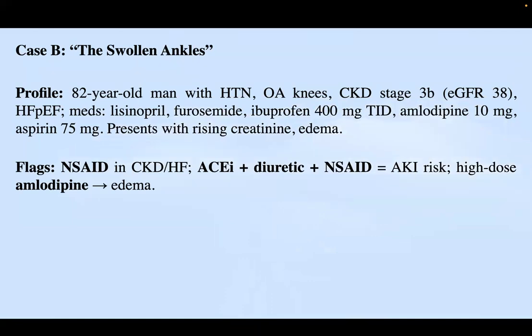What are the flags here? NSAIDs in CKD and heart failure. I gave this example earlier as a high yield Beers criteria example: using NSAIDs in CKD, right? So NSAIDs in a CKD and heart failure patient. Also ACE inhibitor plus diuretic plus NSAID. What do we call this? Triple whammy, right? So I already explained this to you earlier.